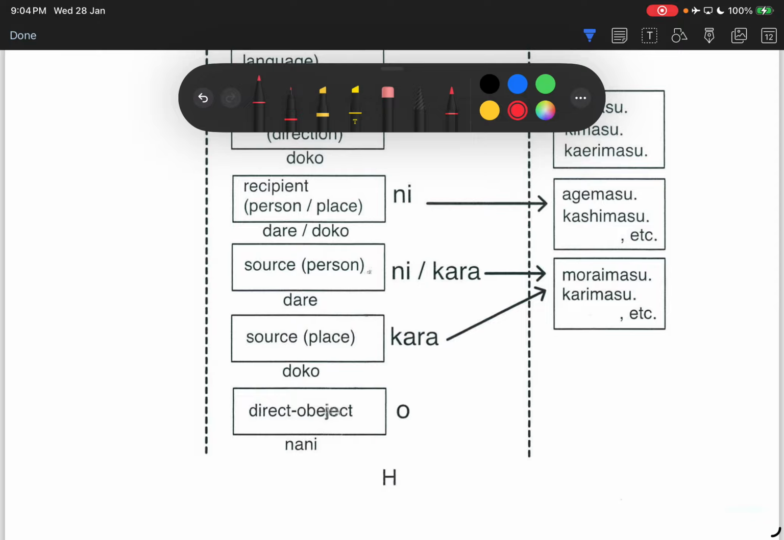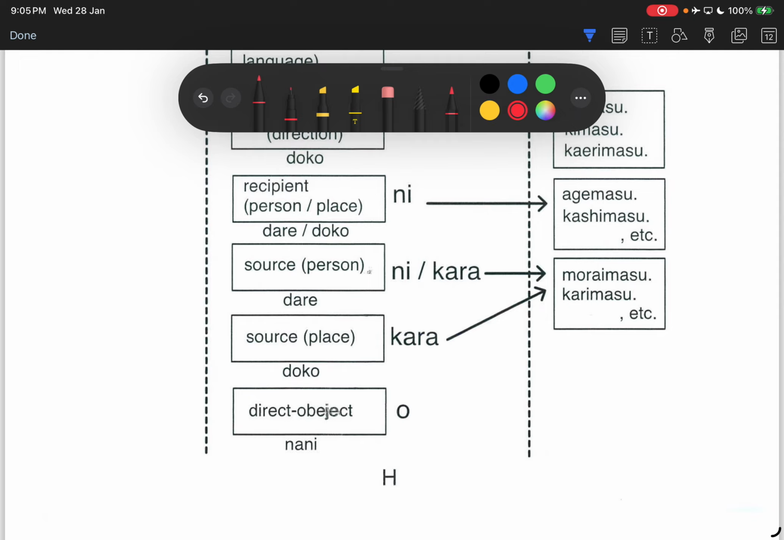So the verb here is moraimasu. The word here is karimasu. Borrow from, receive from, learn from. All these are our moraimasu. The question will be, of course, if it's a person, then dare, who. If it's a place, then it's doko, where. Very straightforward, right?